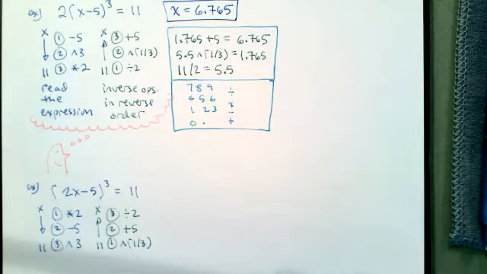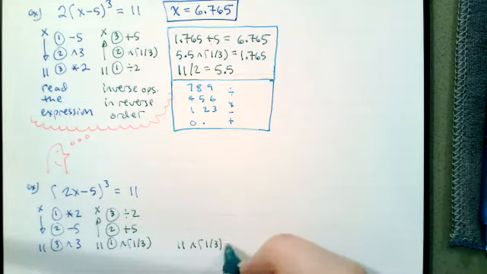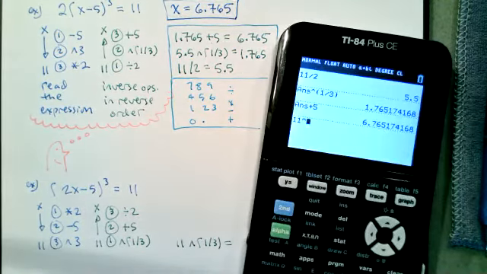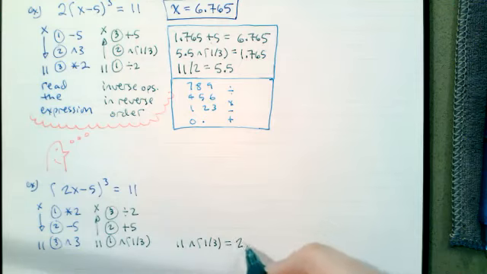On our calculating machines, we'll start with 11, and we'll raise it to the 1/3 power. So 11 to the 1/3, make sure you use parentheses around your fractions, and we get 2.224. We'll round that off, even though we're not going to round it off in practice.